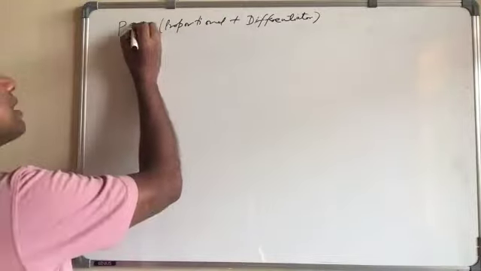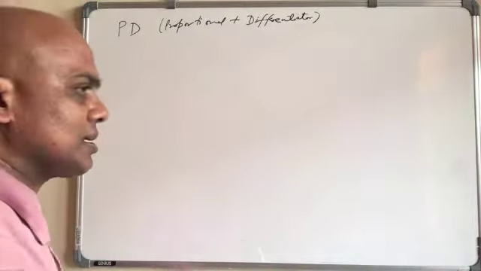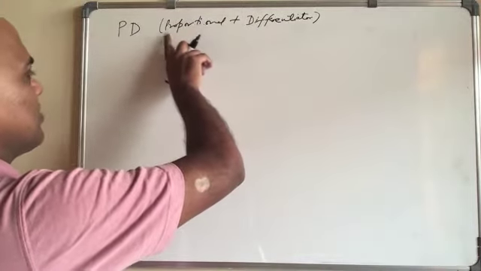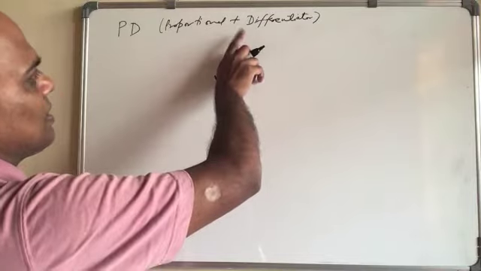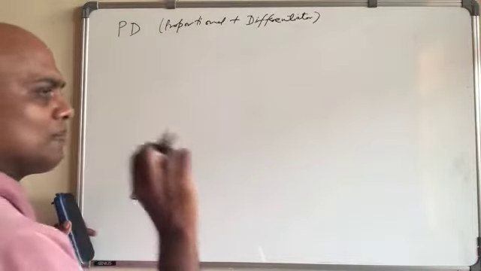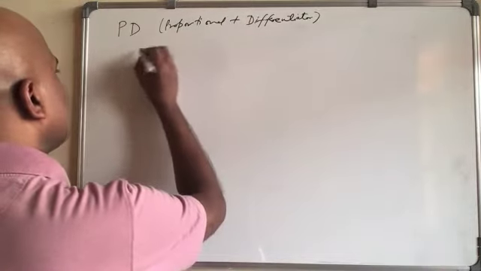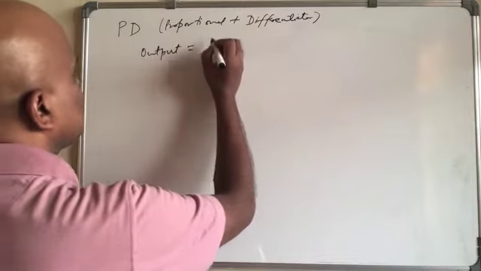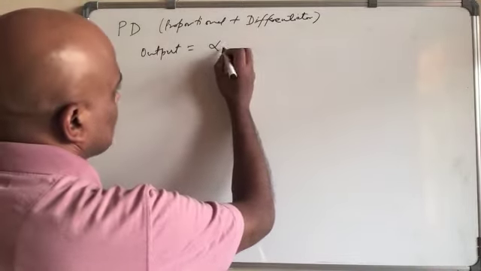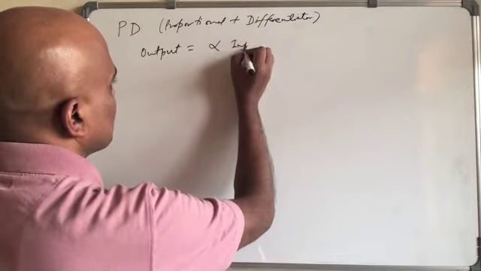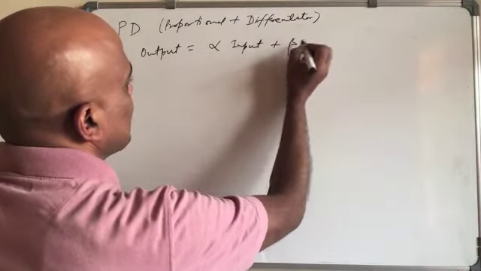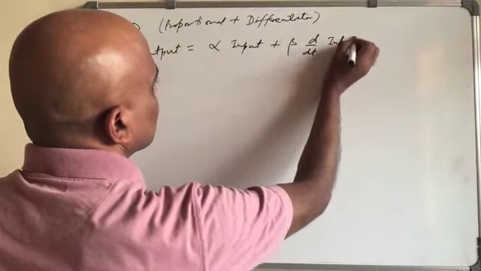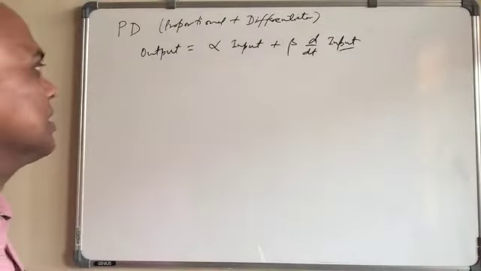Okay, so all these terms will come again and again later on, but right now we are just studying how to make a system which is proportional, the output is proportional to input, plus it is also a differentiation of the input. So that really means the output is equal to alpha times input plus beta times d over dt of input.